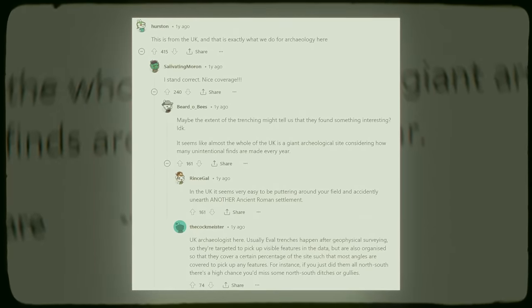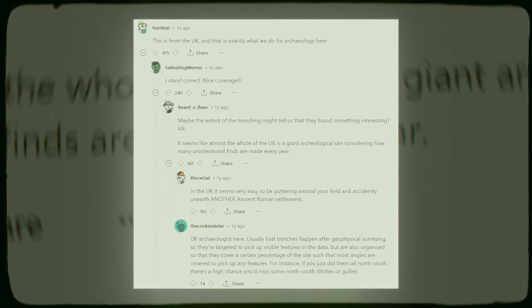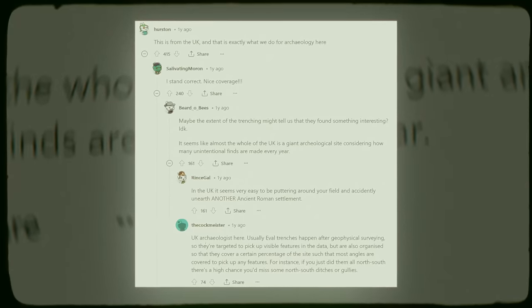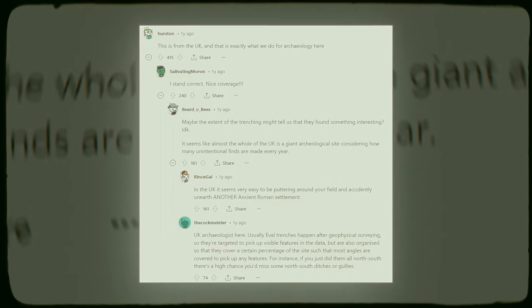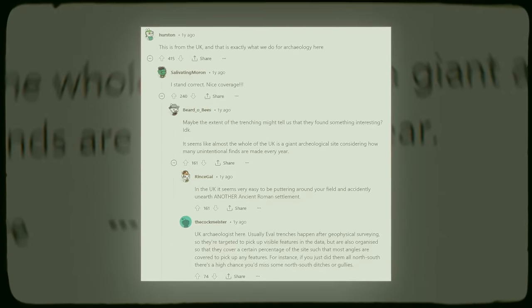They're targeted to pick up features in the data, as well as to cover a certain amount of the site. A commenter expressed further curiosity on the randomness of the patterns, and was answered by Jim the Wanderer, an archaeologist who stated that the patterns are done this way to avoid buried services, such as water pipes, cables, or gas pipes.